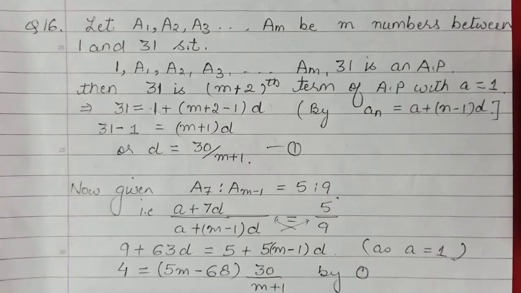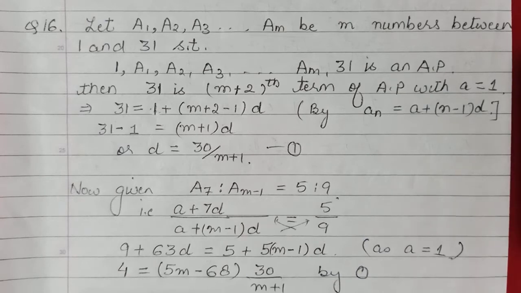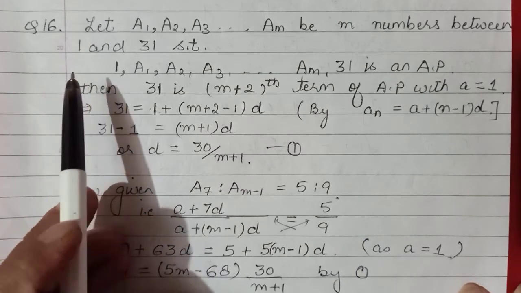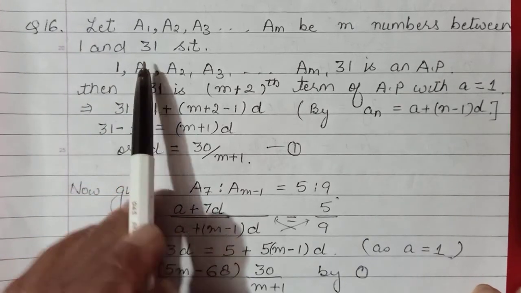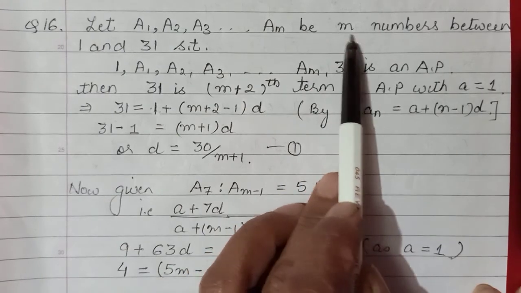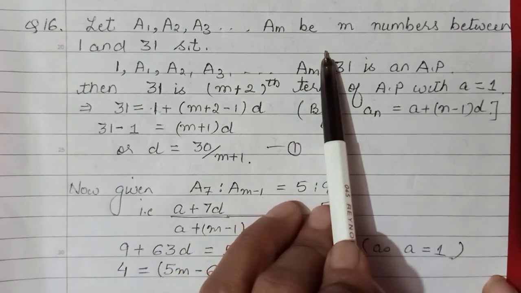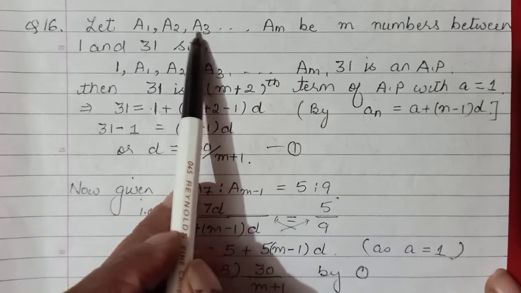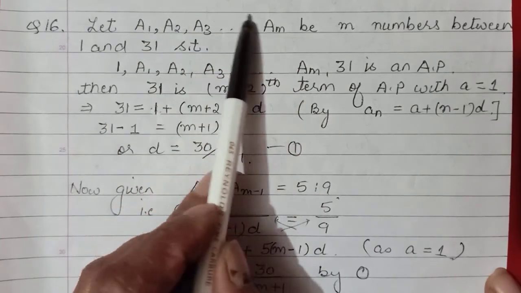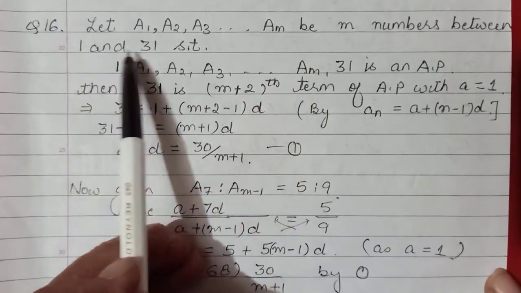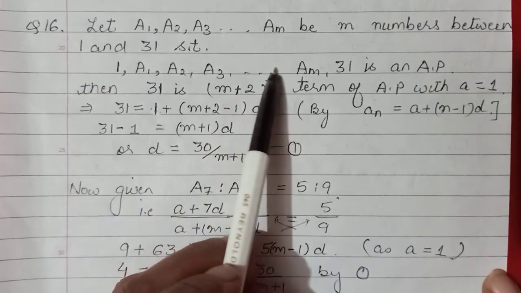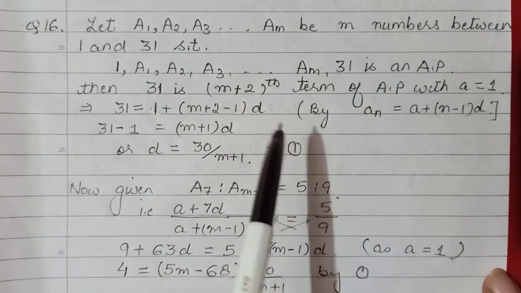Okay. Now for the 16th one, children, you were told that between 1 and 31, you put m numbers such that it forms an AP. So we are assuming, let's suppose, A1, A2, A3 till AM, we have put these m numbers between 1 and 31, and they are forming an AP.